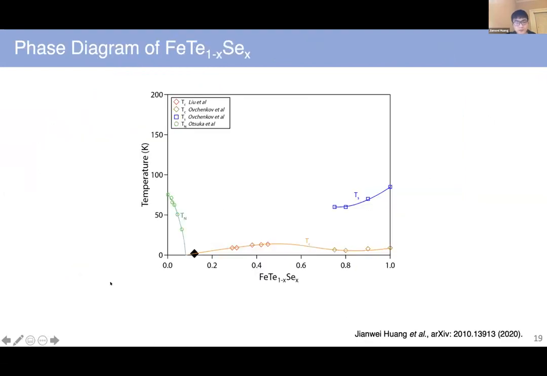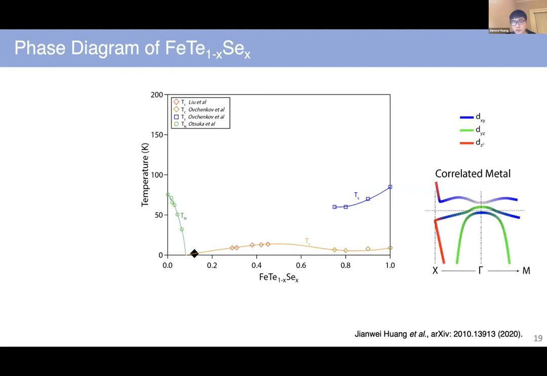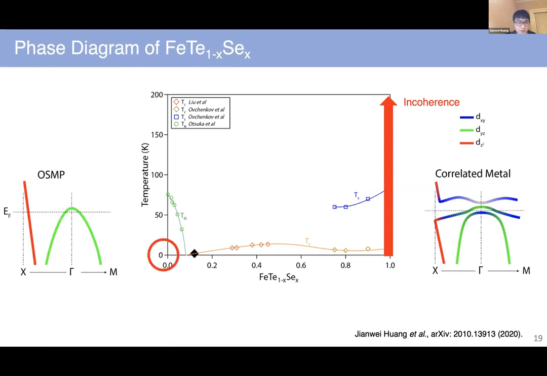With all this, let's take a look back at what we have learned. First, this is the phase diagram with TC, TS, TN. At the iron selenium end, we find that it is a strongly correlated metal. With increasing temperature, the DXY orbital will become incoherent. For this iron tellurium compound, it is in proximity to this OSMP state.